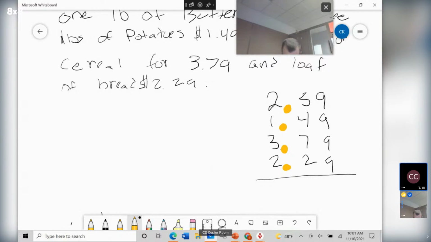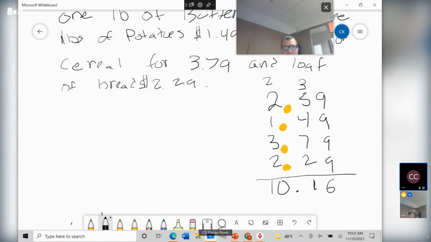And it's just ironic that all the last numbers are 9. So it's going to be 9, 18, 27, 36. Put a 6 down here. Carry the 3. 3 plus 5 is 8. That's 12, 19, 21. Carry the 2. 2, 4, 5, 8, 10. So you spent $10.16 on your grocery list this week.